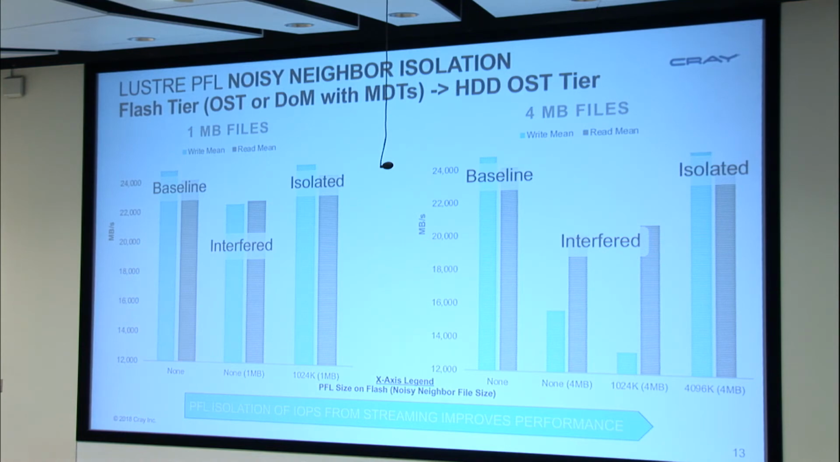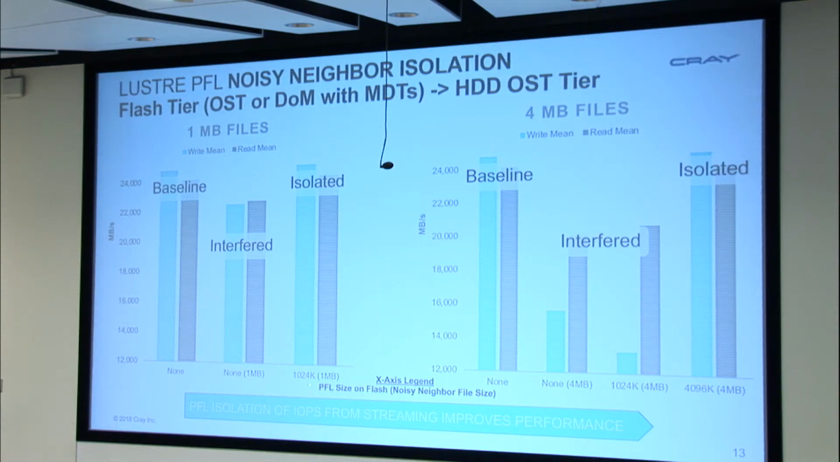writes. So if we know that our competing workload has an I/O size of 1 megabyte, I want to isolate and absorb that into our flash-based target. This could be a flash-based MDT or flash-based OST. I create a layout so that the first megabyte of the sequential performance and the competing workload performance are always written to flash.